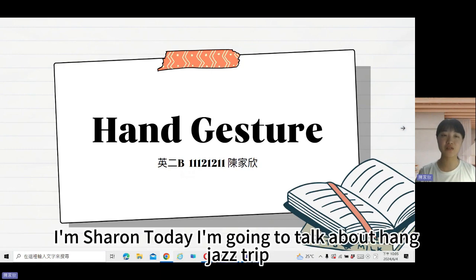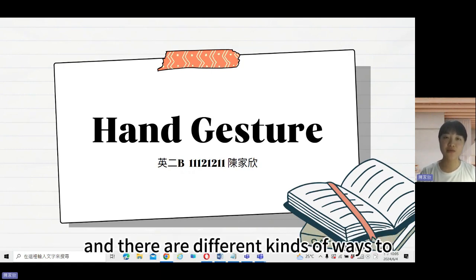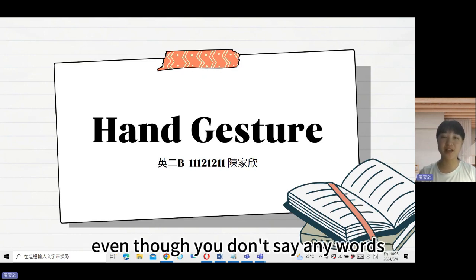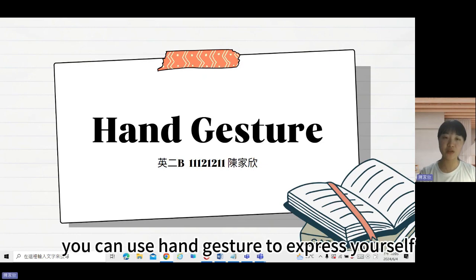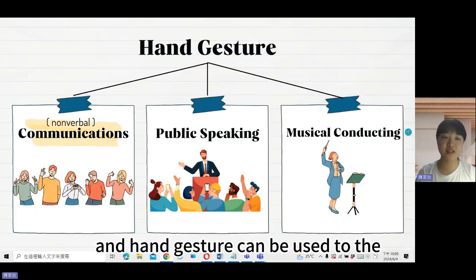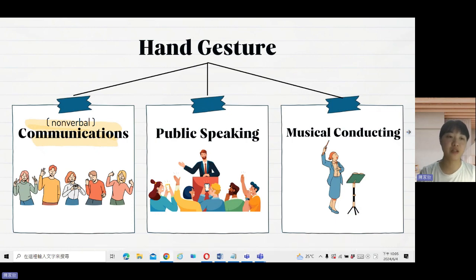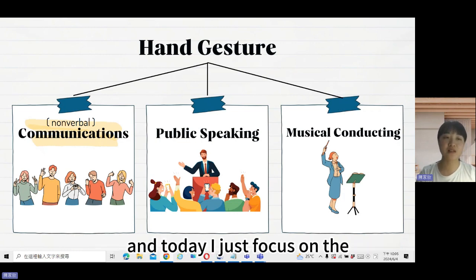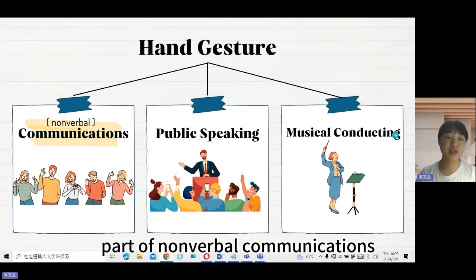Hello everyone, I'm Sharon. Today I'm going to talk about hand gestures. There are different kinds of ways to communicate with people. Even though you don't say any words, you can use hand gestures to express yourself. Hand gestures can be used in nonverbal communication, public speaking, and musical conducting. Today, I will just focus on the part of nonverbal communication.